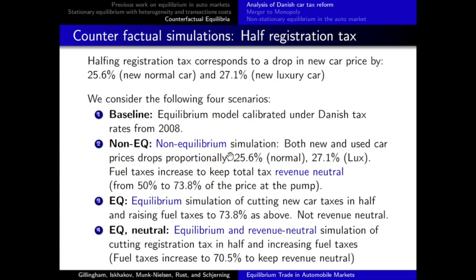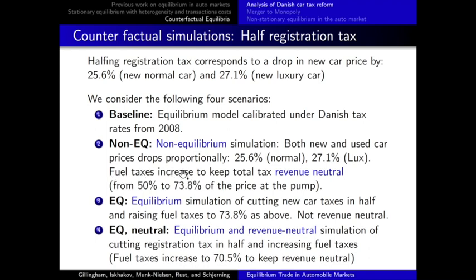analysis. So that corresponds to dropping all used car prices by 25%, 0.6% for the normal car, 7.1% for the luxury car. So they just drop proportionally. The scrap is unchanged. It's just the prices we move, and then we recalculate demand. Now, in this case, the equilibrium is actually not in equilibrium. So we just recalculate the choice probabilities and go from there. But not equilibrium choice probabilities.